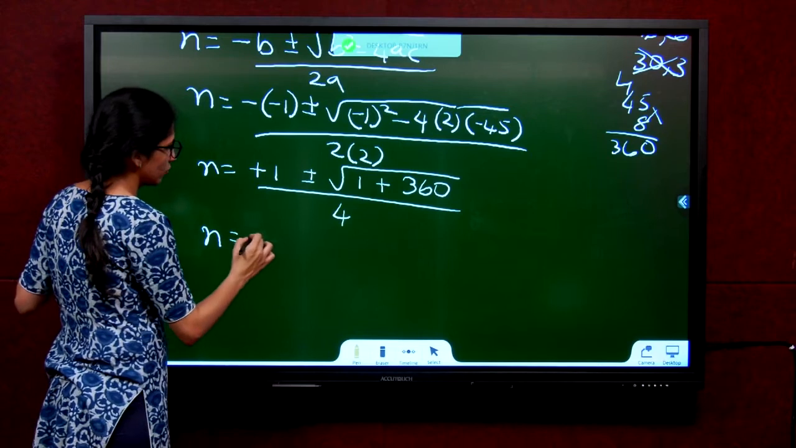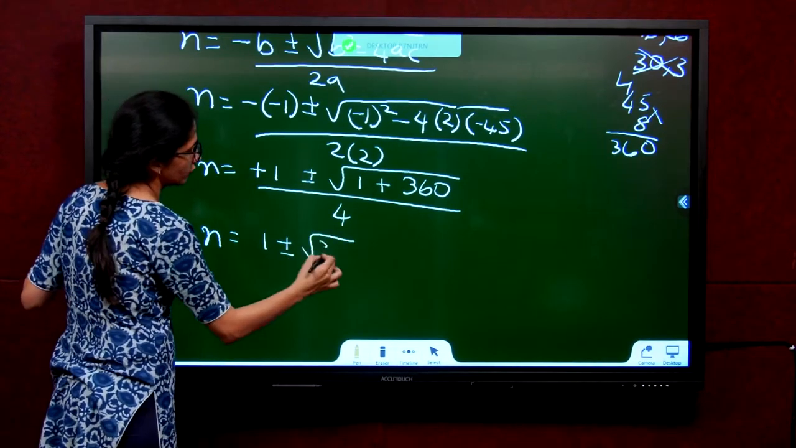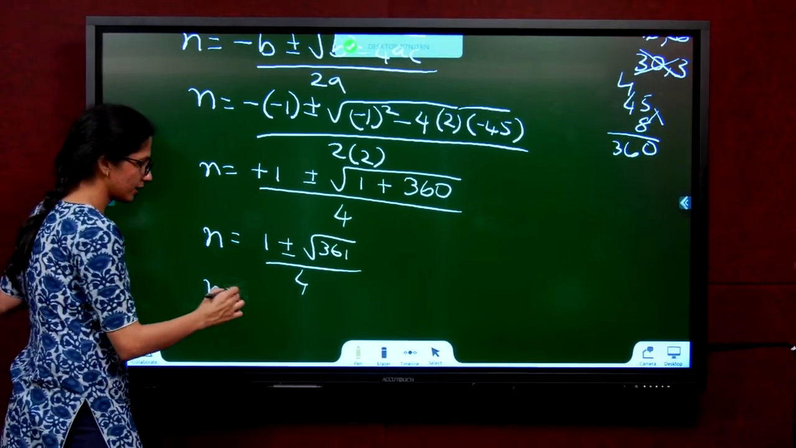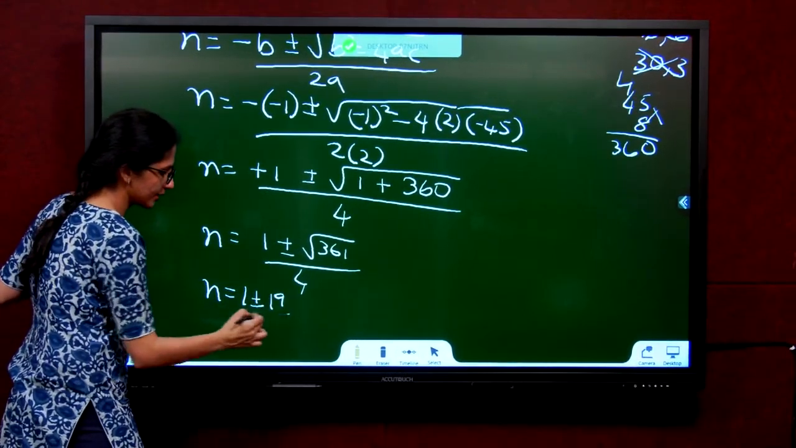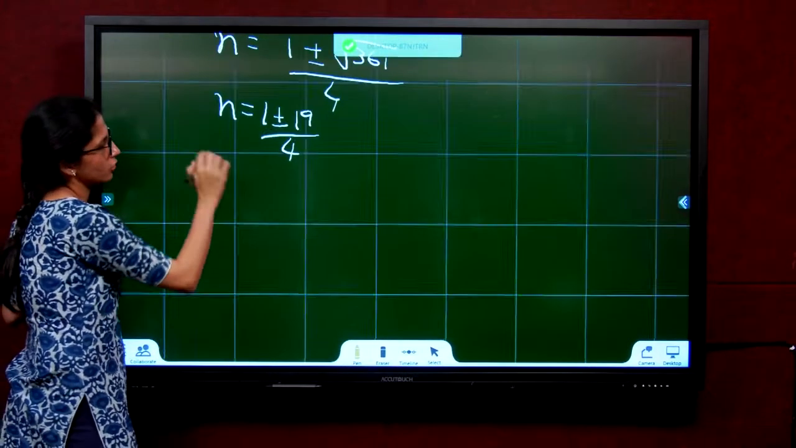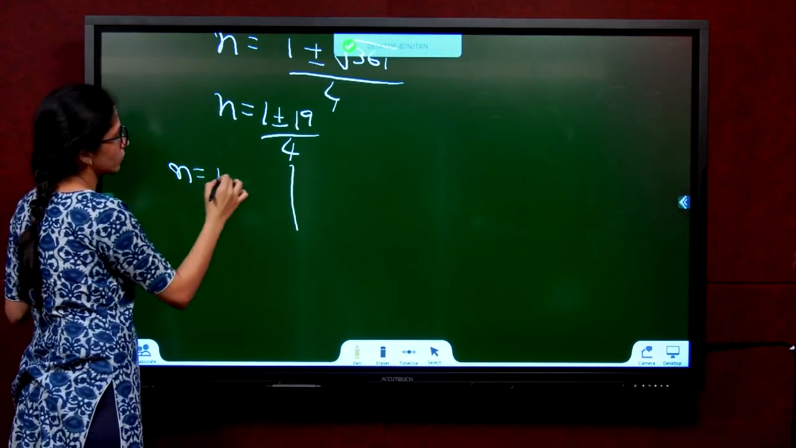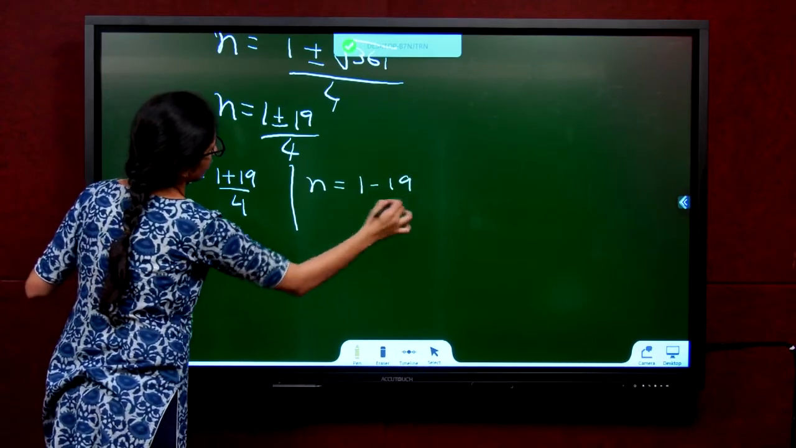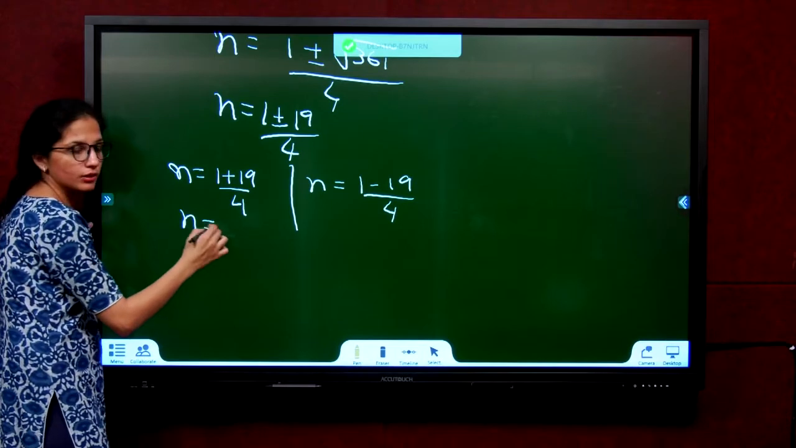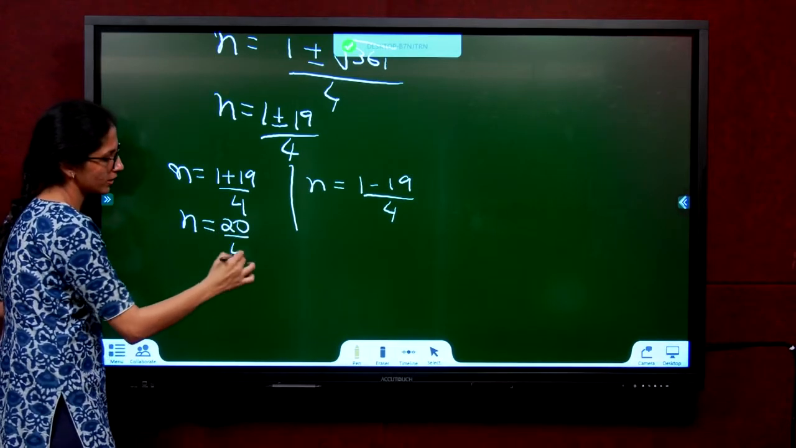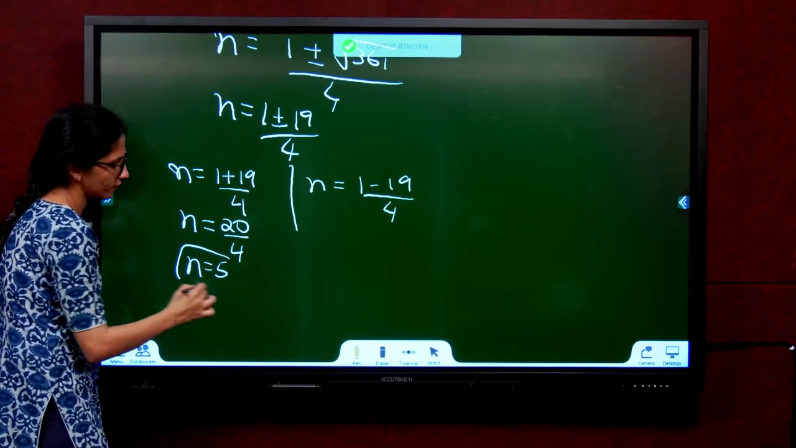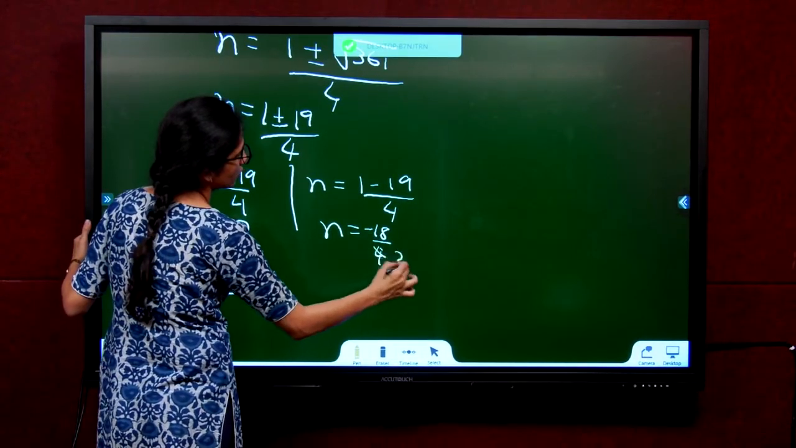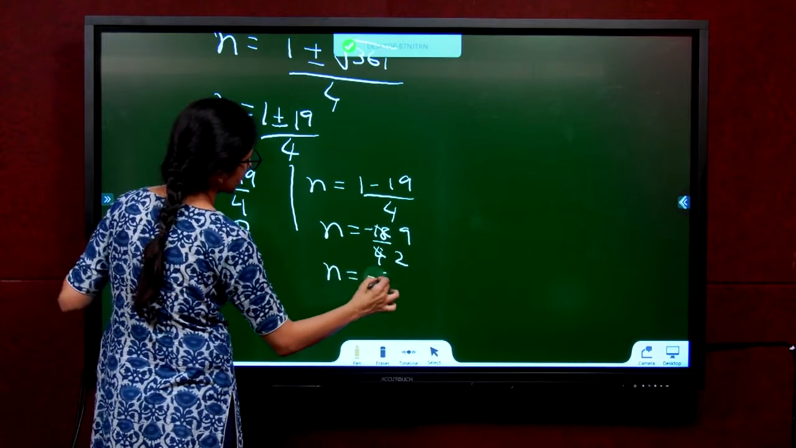So n is equal to 1 plus or minus root of 361 by 4. 361 is a perfect square. 1 plus or minus 19 by 4. So this will give us two possible answers. n equals 1 plus 19 by 4 or n equals 1 minus 19 by 4. n is equal to 1 plus 19 is 20, 20 by 4, that is 5. n is equal to minus 18 by 4, 2 2s are 2 9s are, n equals minus 9 by 2.